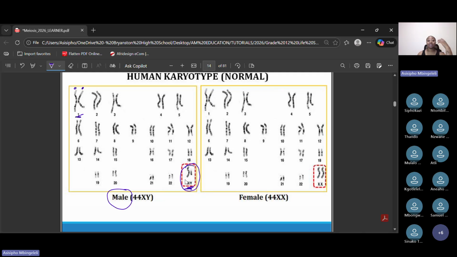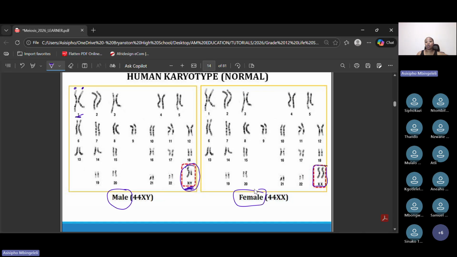So when they give you the diagram and they ask you to specify the gender of the human karyotype that you are given, you go to the last pair. So if the 2 chromosomes are different in size, then you say it's a male. But if the last 2 chromosomes, the gonosomes there, are the same in size and shape, that will be a female. That's all that you look at.